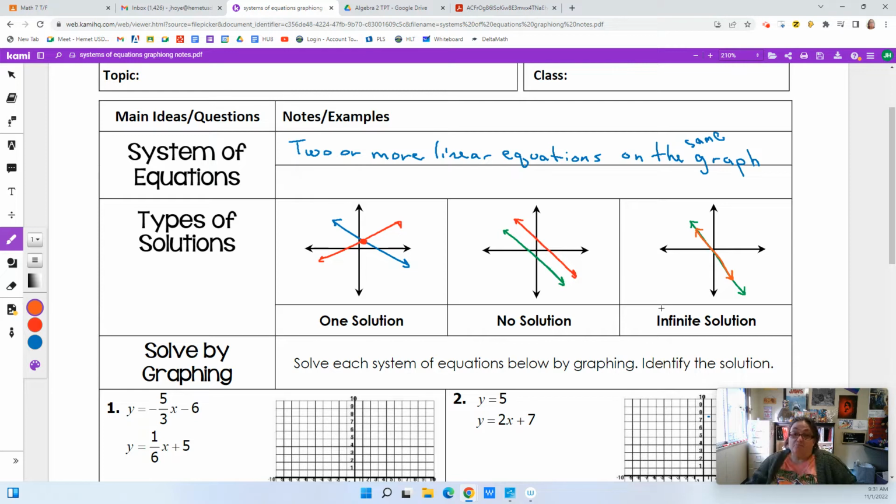For no solution, when you have them in that y equals mx plus b form, they're going to have the same slope, because all parallel lines have exactly the same slope. And all things that have exactly the same slope are parallel lines.